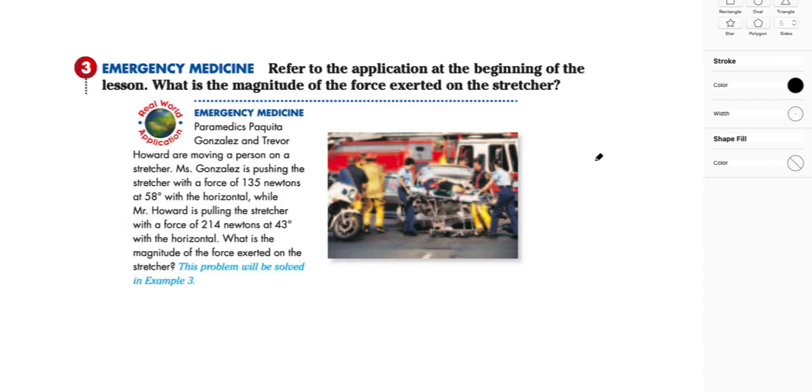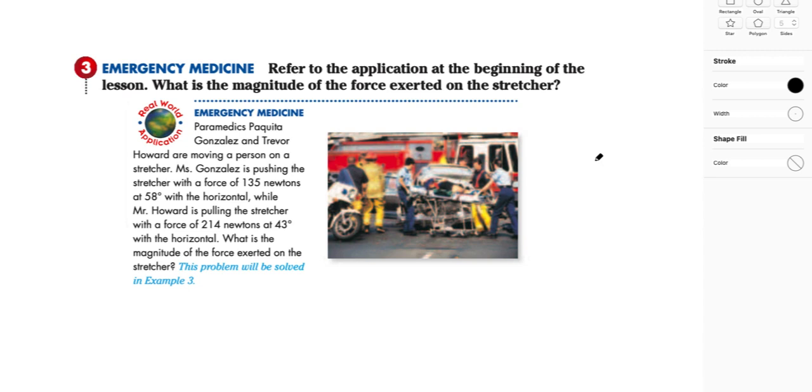So example 3 is going to refer to this situation. We've got paramedics Paquita Gonzalez and Trevor Howard moving a person on a stretcher. Ms. Gonzalez is pushing the stretcher with a force of 135 newtons at 58 degrees with the horizontal, while Mr. Howard is pulling the stretcher with a force of 214 newtons at a 43-degree angle with the horizontal. What is the magnitude of the force exerted on the stretcher?